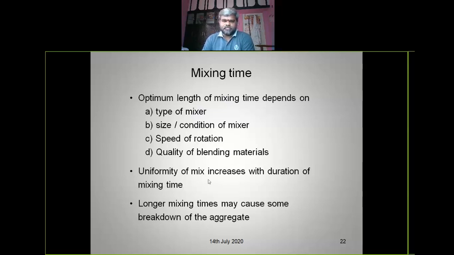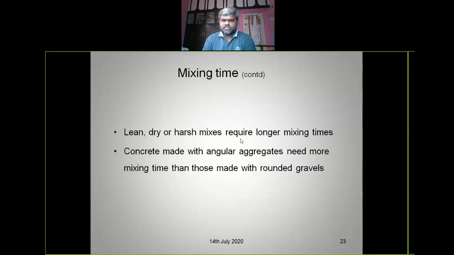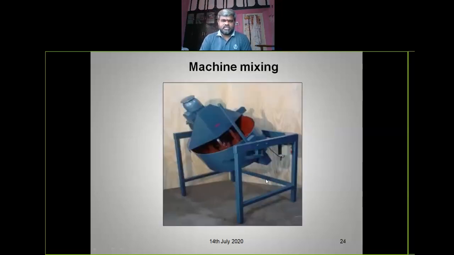Right, uniformity of mix increases with the duration of mixing time. Longer mixing times may cause some breakdown of the aggregate also. So lean or dry or harsh mixes require longer mixing times. Concrete made with angular aggregates needs more mixing time than those made with rounded gravels.